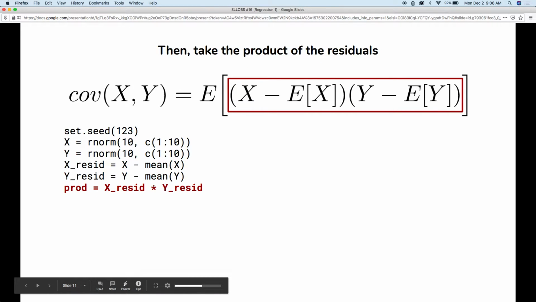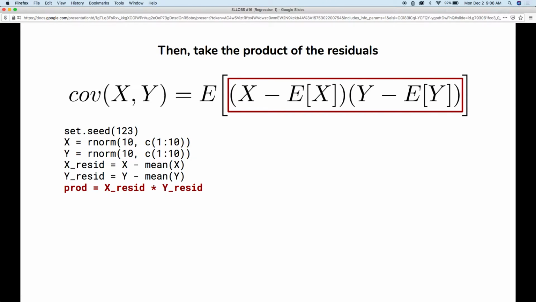So the next thing that we're going to do when we calculate covariance, once we have the residuals of x and y, is we're just going to multiply them together. We're going to take the product of the residuals. And that's also pretty straightforward.